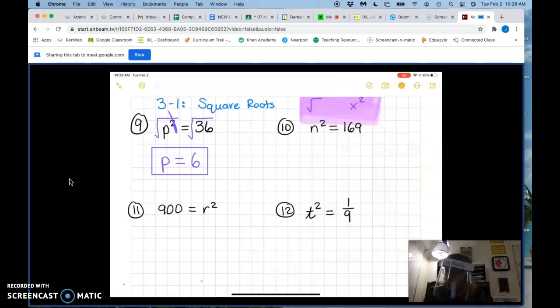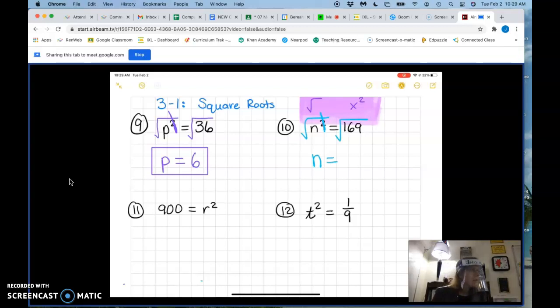Okay, so again, to get rid of that little 2 on the end, I'm going to use the radical sign. Whatever I do to one side, I have to do to the other. So the radical sign cancels out that 2, and I'm just left with n. And then I'm going to take the square root of 169.